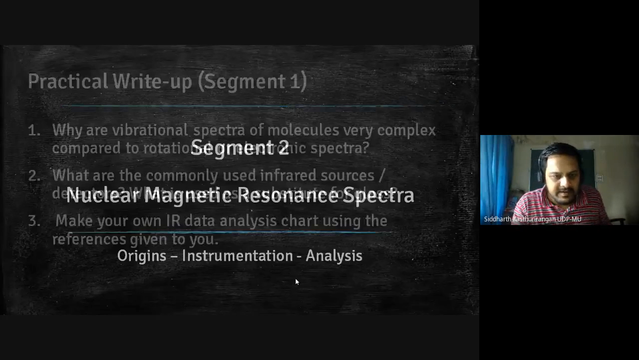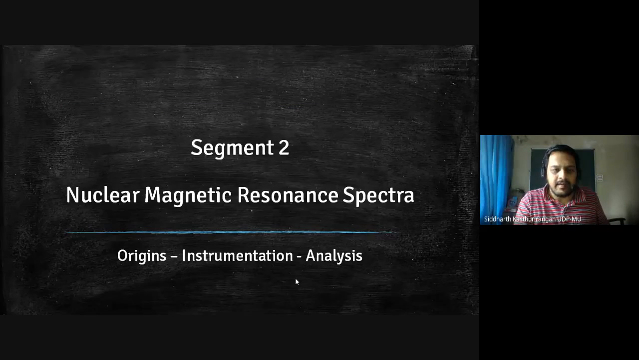Moving further, the second segment for today is about nuclear magnetic resonance. Again, we'll go through a similar pattern: how does it originate, what is the idea, what kind of instrumentation is used, and how it will be useful for us in the analysis.